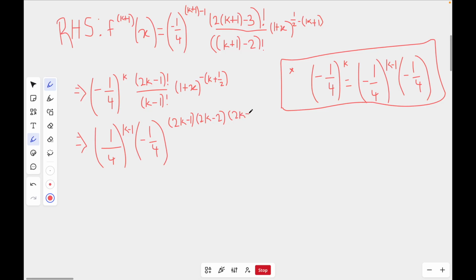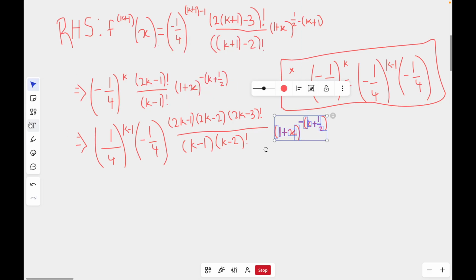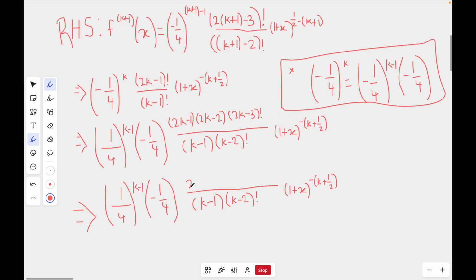Doing this, we stumble upon 2k minus 2, which if we factorize by taking the 2 out, results in 2 times k minus 1. Since k minus 1 is also in the denominator, we are able to cancel one of the terms out. So, employing these changes results in us having negative 1 over 4 to the power of k minus 1 times negative 1 over 4 times 2k minus 1 times 2k minus 2 times 2k minus 3 factorial over k minus 1 times k minus 2 factorial times 1 plus x to the power of minus k plus 1 over 2.